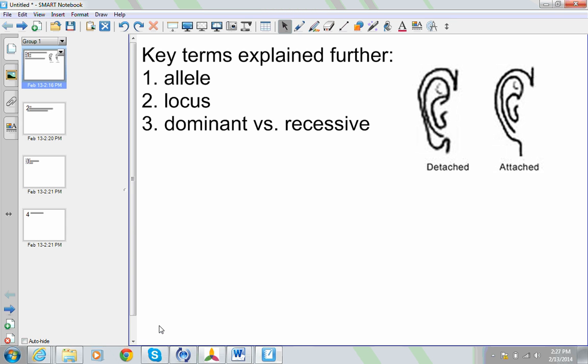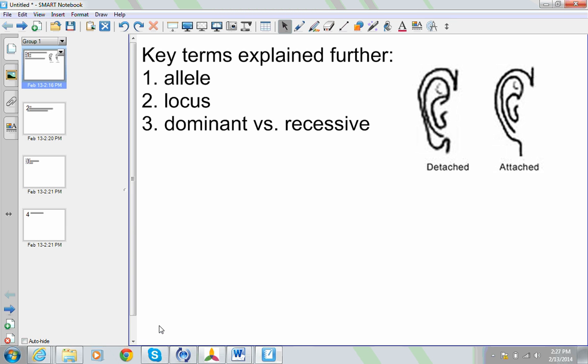We know that a gene is a section of DNA on a chromosome that codes for a particular trait, and since we get two for each trait, we're going to get it from our mom and from our dad. Okay, that means we might get one form of an allele from our mom that's different from that form of the allele from our dad.